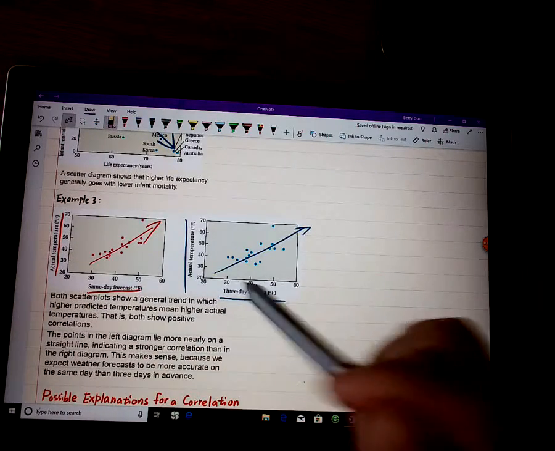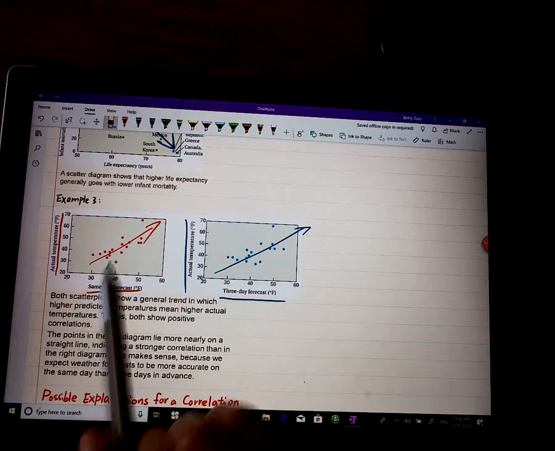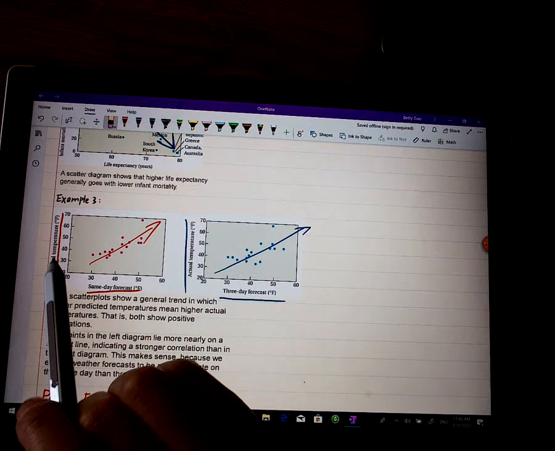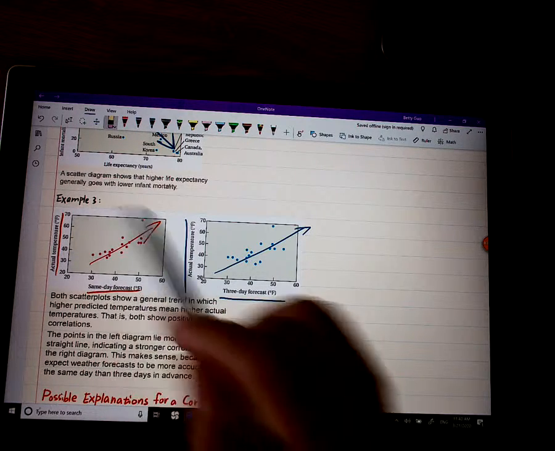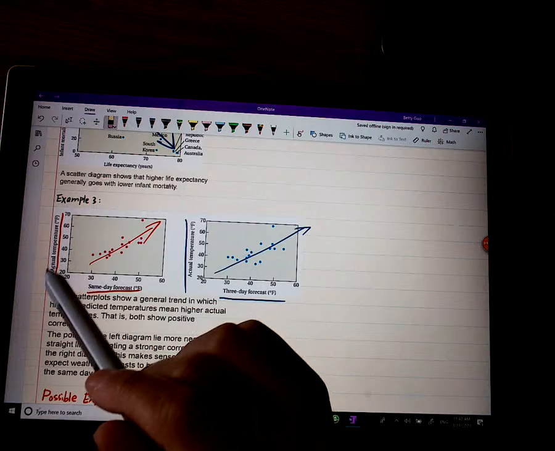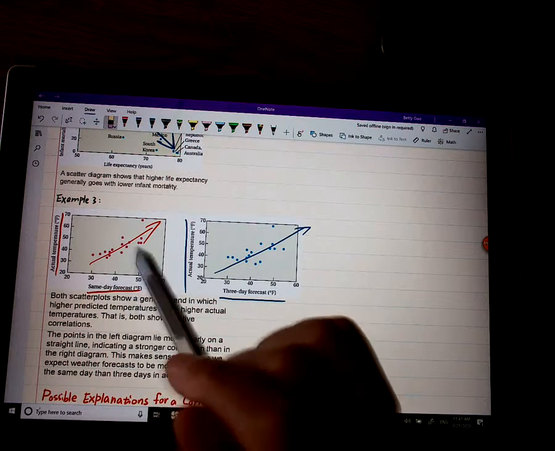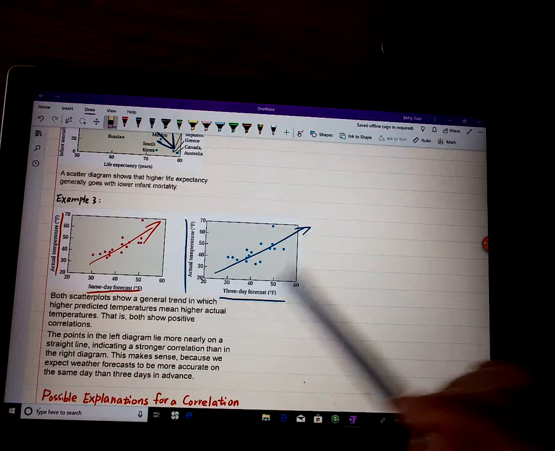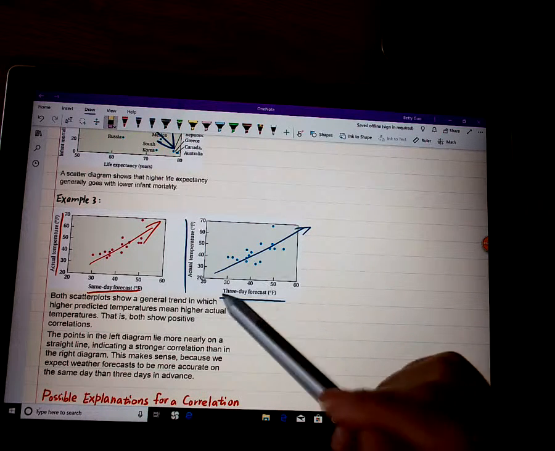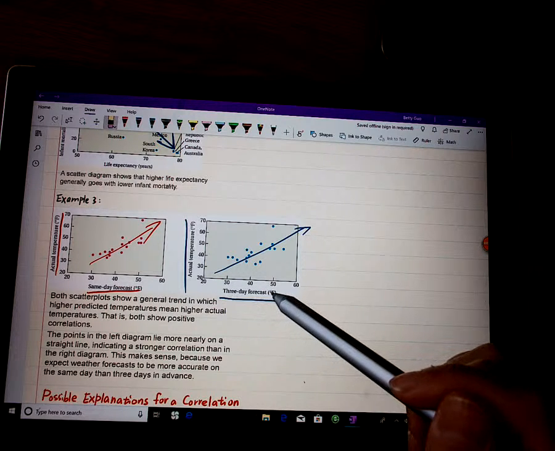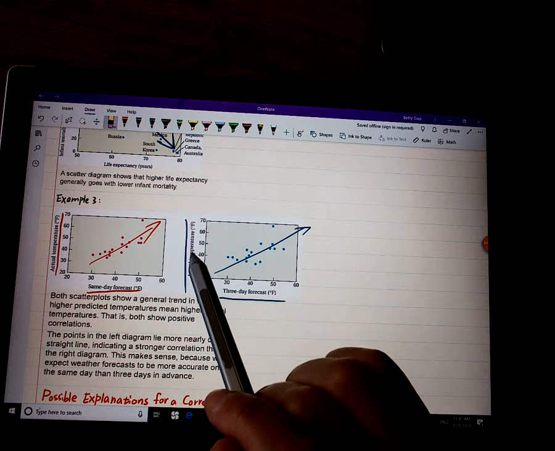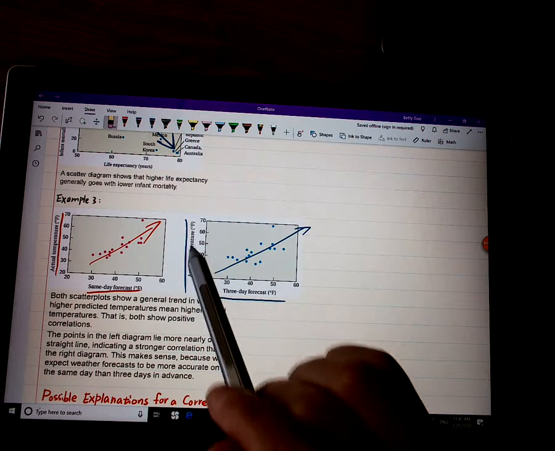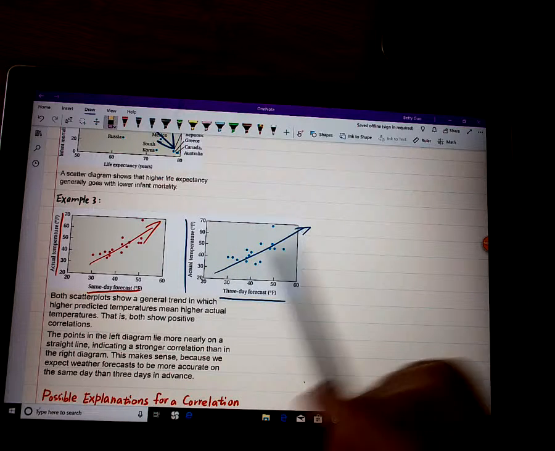Example 3, we have two scatter plots. The one on the left, on the horizontal scale, we have the same day forecast in Fahrenheit. Vertical scale, actual temperature in Fahrenheit. So this scatter plot tells us the relationship between the actual temperature of that day and the same day forecast. Obviously, you see a positive correlation, right? Those red dots. And the graph on the right, those blue dots, the horizontal scale represents the 3-day forecast, and the vertical scale is the actual temperature. So the forecast is made 3 days ahead of the day you are concerned with. Turns out you still see a positive correlation.